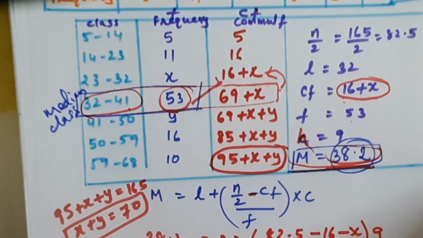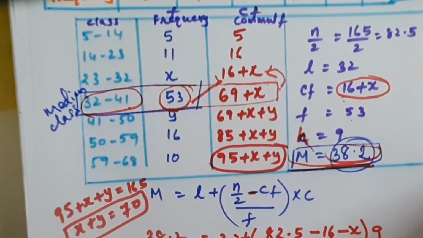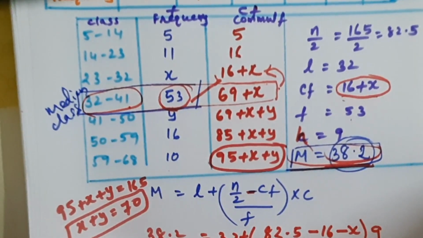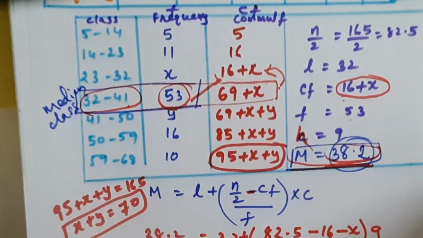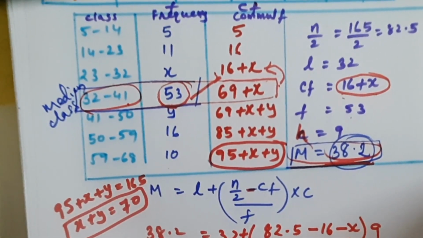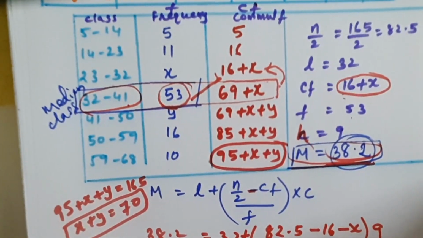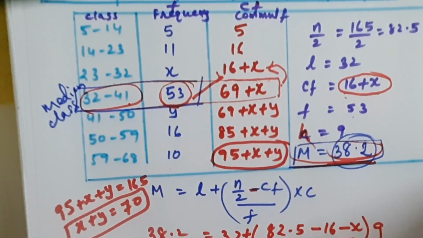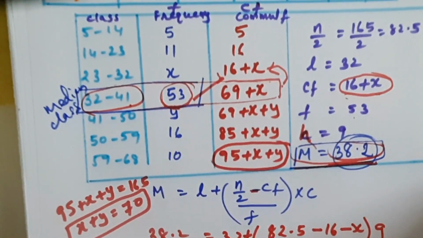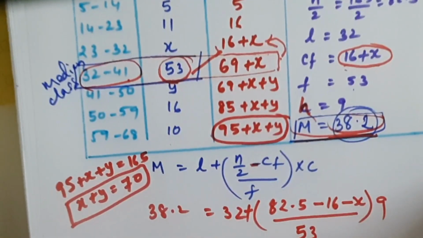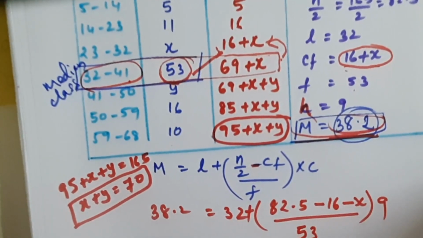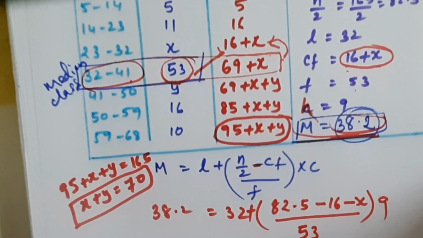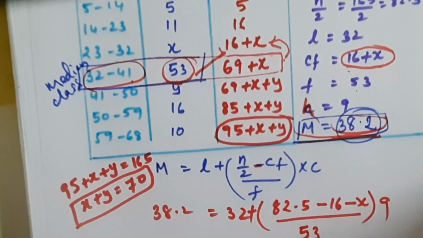You need to solve this in a simple way. Always remember that first we shift L towards the median, shifting the lower boundary point, so your calculation will be easy. Thus 38.2 minus 32 is equal to 82.5 minus 16, which is 66.5 minus x, whole upon 53, multiplied by 9. Subtracting the two numbers, we get 6.2 is equal to 66.5 minus x, whole by 53, multiplied by 9.